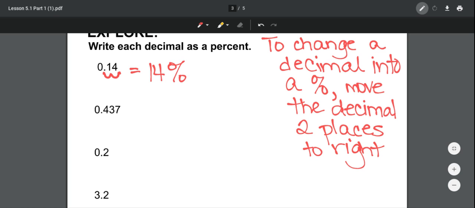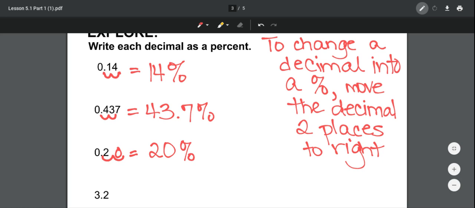If we do the same to the next one, we would have 43.7% by moving the decimal point 2 places to the right. Again, in the next one, we would move our decimal point 2 places to the right. We have an empty loop that we will fill in with a 0. Therefore, our final answer would be 20%.